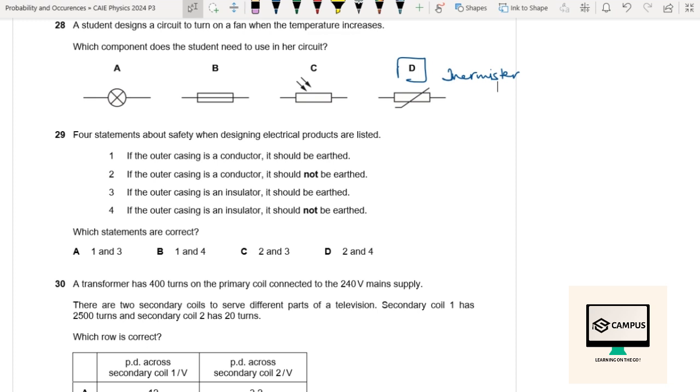And if the outer casing is an insulator, there is no point earthing it, because in case of a fault it would not harm the user. So there is no point earthing the insulating casing. So it is options 1 and 4. So B is the right answer.